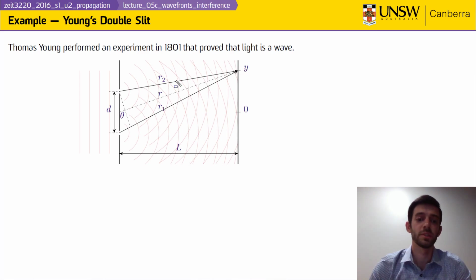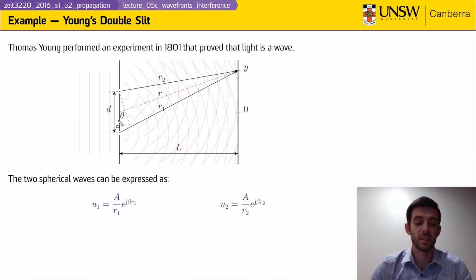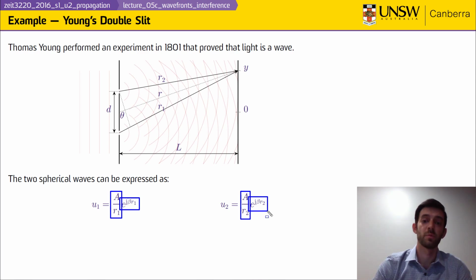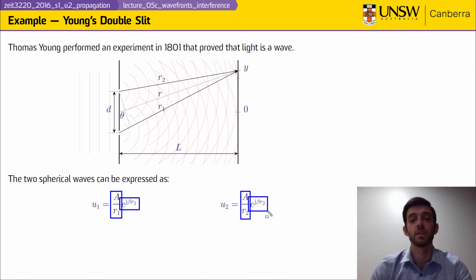In addition to those variables, we'll also introduce r, which is the distance from the center of those two slits to the same arbitrary location y, and also angle theta. Now mathematically, the two spherical waves can be expressed as a divided by r1 and a divided by r2, times e to the j beta r1 and e to the j beta r2. In essence, they're the same, except that one operates on r1 and the other operates on r2.